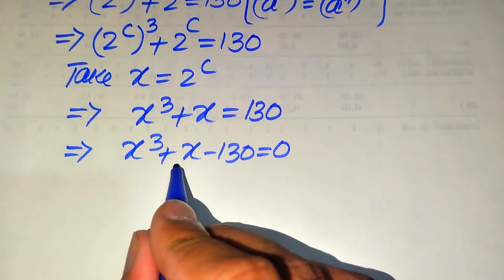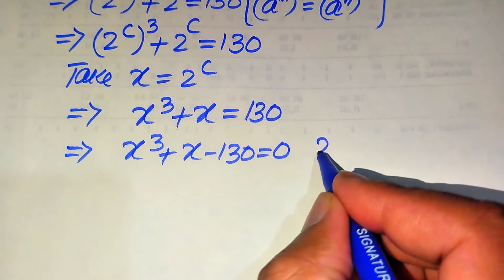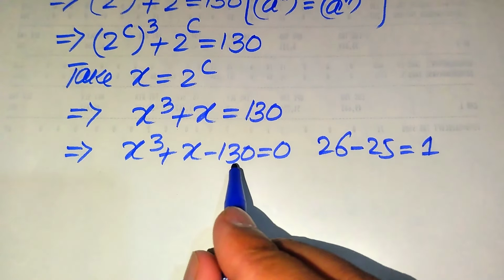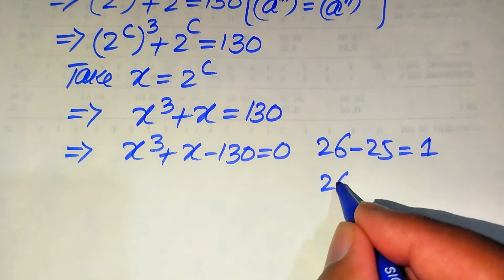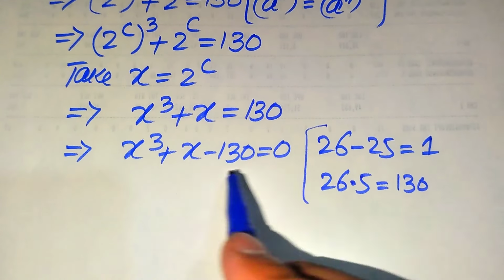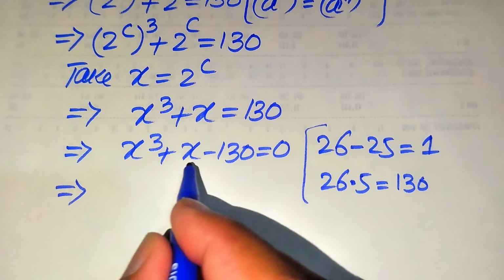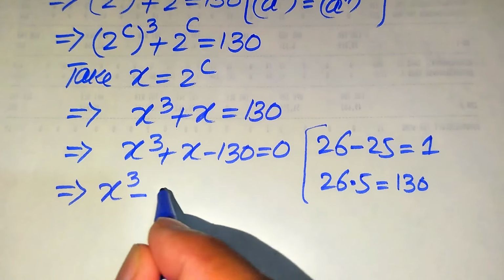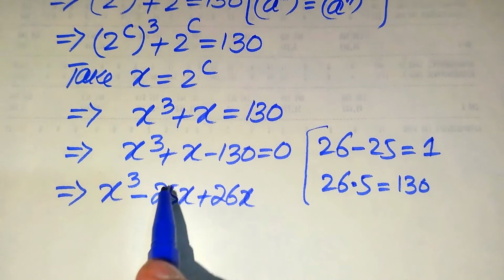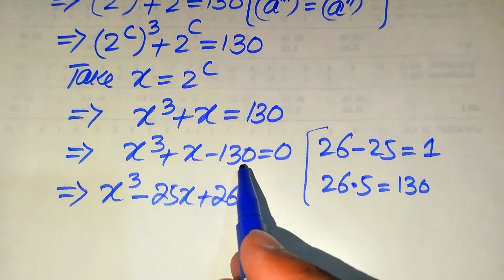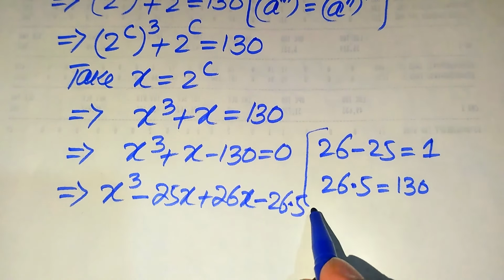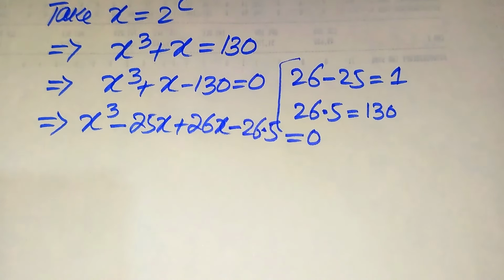You see that the middle term is 1, so we break it as 26 minus 25 equals 1. And also we know that 130 is equal to 26 times 5, so we can put these two values here. And now we write this as x cubed minus 25x plus 26x minus 130, where we write 130 as 26 times 5, and this whole equation equals 0.